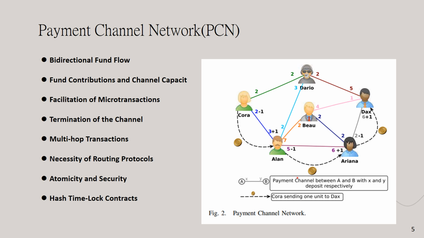Example: Cora needs to send 4 units to Dex but lacks direct channels. She splits the 4 units into 2-unit transfers via Ellen and Dario, completing the transaction even with limited resources.